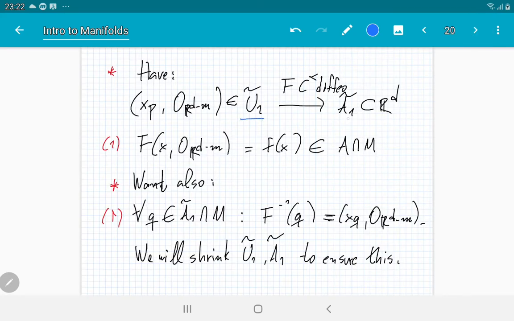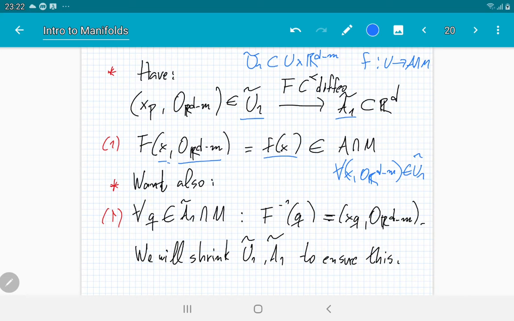So we have our diffeomorphism from \tilde{U}_1 to \tilde{A}_1 for all points of the form (x, 0). Just by the definition of capital F, I get little f. And remember, this makes sense because \tilde{U}_1 is a subset of U times R^(d-m), and f is a function from U to A intersection M. So this computation here is well defined for any point of the form (x, 0) in R^(d-m) contained in U_1, belonging to \tilde{U}_1. Now, this is one property. We also want this sort of reverse property. So here we're saying points of the form (x, 0) get mapped to the manifold. We also want to say points in the manifold always have preimages of this form. And technically speaking, it might be that you don't have this yet. Well, at least in principle. What we're going to do is, because we only want to prove a local theorem, we're going to shrink the two sets to ensure that this holds.